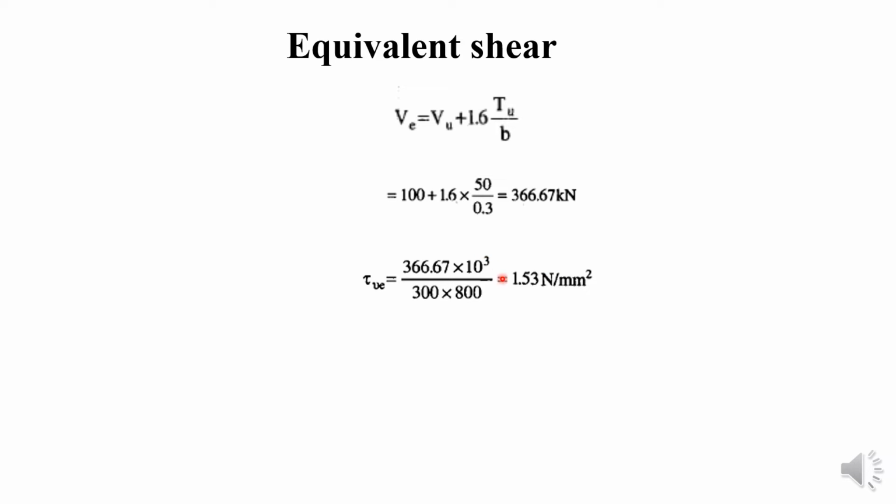Then we have to find out the value of tau Ve. So tau Ve is equal to Ve divided by B into d. So tau Ve is equal to 366.67 into 10 power 3 divided by 300 into 800. That will be equal to 1.53 Newton per mm square. For a M15 concrete, that is tau c max, we will get it from Table 20 of IS 456 2000, 2.5 Newton per mm square.